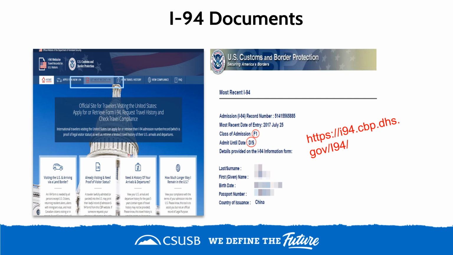For F1 students, the admit until date will be listed as DS. This stands for duration of status, because you will be in F1 status as long as you maintain active enrollment and meet the requirements for F1 status. For J1 status, the admit until date will most likely show as the program end date listed on the DS 2019. Please check this electronic form once you have entered the US and save a copy. Do this every time you enter the US to ensure the information is accurate. This could be helpful in the future if you need information for an immigration petition or application.